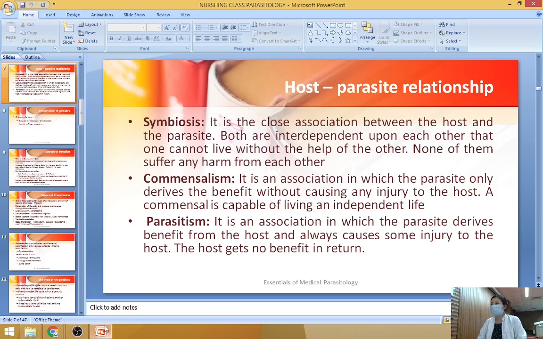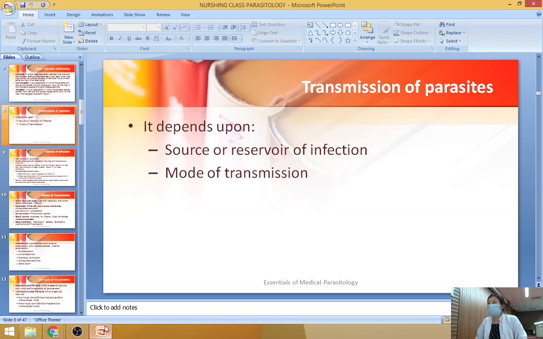Symbiosis means they cannot live without each other. Commensalism means the parasite will derive everything from the host, but they cannot give any heartbreak to the host, that is the boy. Parasitism means the parasite will derive everything from the host, and in return the host will be left with a broken heart. This is the injury. You got the point now? Yes, ma'am.